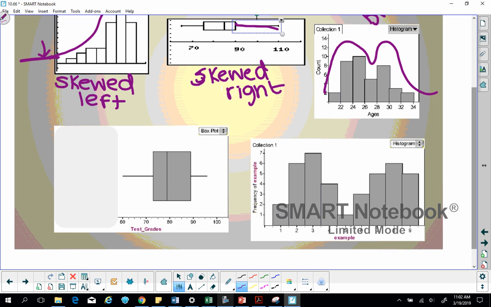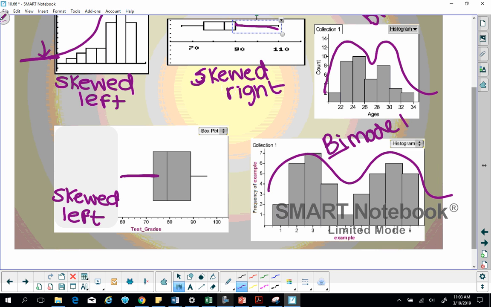What about this one? Gabrielle, what about this one? Good. How'd you get that? Because the tail is on the left, right? Perfect. And then, Divine, what's this last one? Good. Bimodal. Perfect. You got them all right. Beautiful. All right, so that was half the lesson.